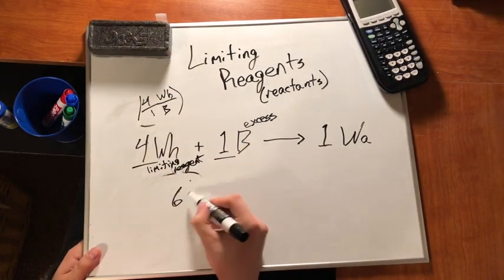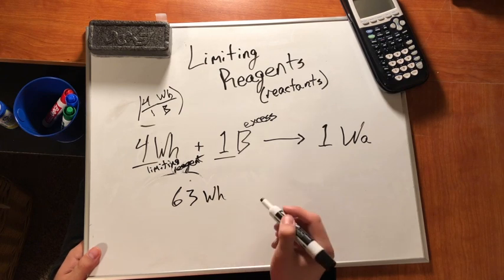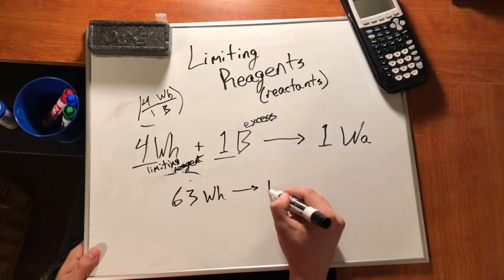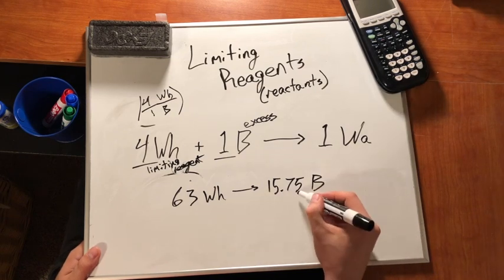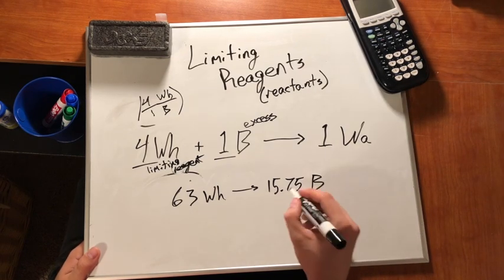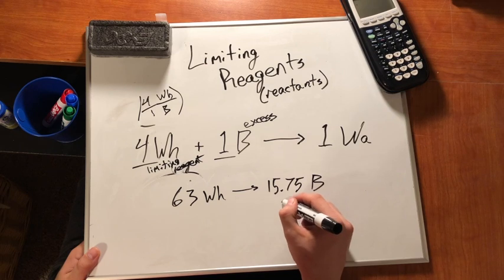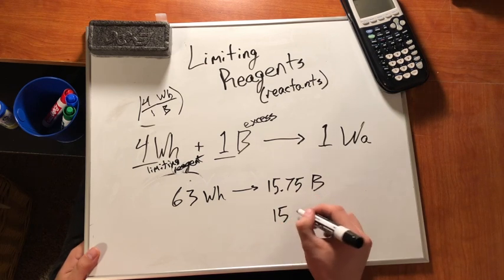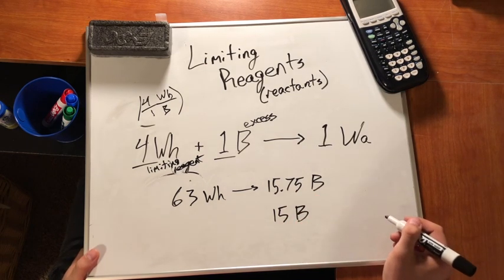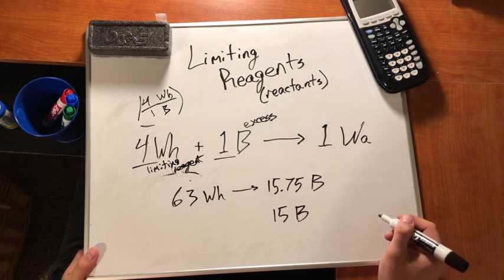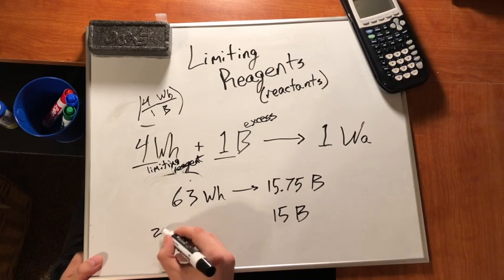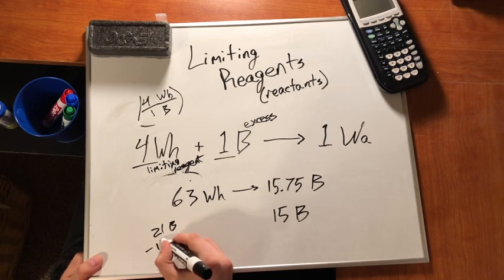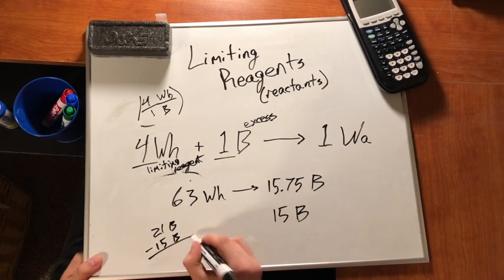Right, we know we have, I just erased it, 63 wheels. We know that that means we're going to use 15.75 bodies. We can't really use a fraction of a body. So really what this means is I'm only going to use 15 bodies. And we knew that we started with 21, which means I'm going to have 6 bodies left over.